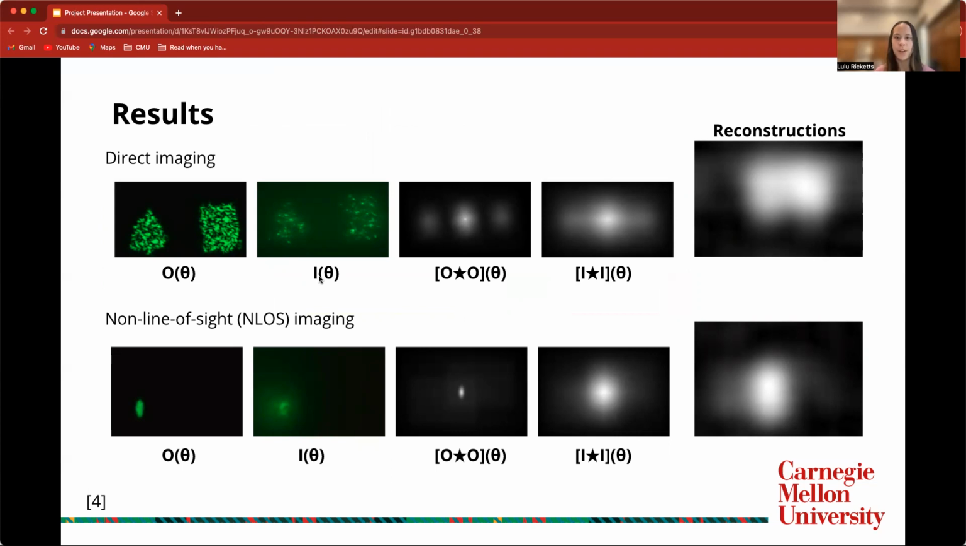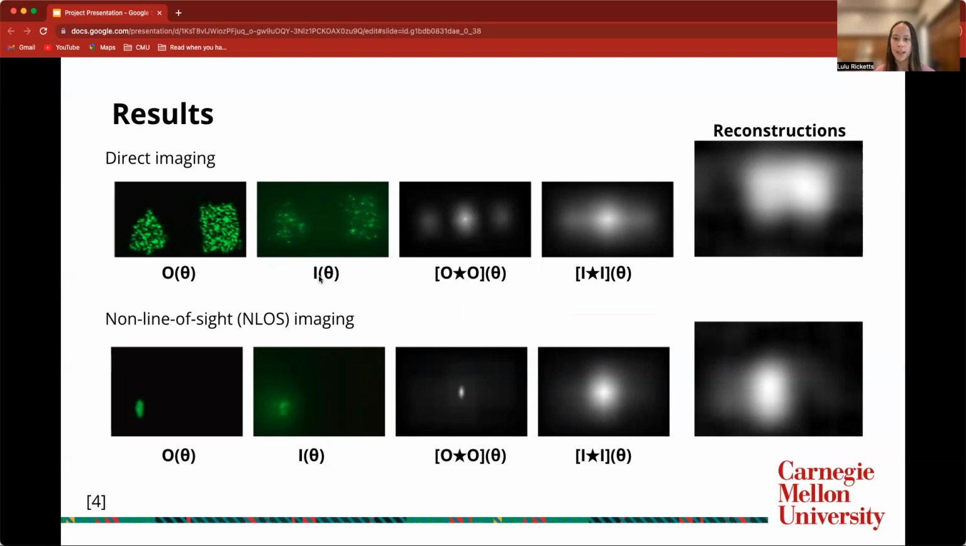So for the direct imaging case, the autocorrelation of the object O(θ) has a sharp peak in the center with two peaks on either side, and the autocorrelation of the image I(θ) follows a similar pattern where there's a sharp peak in the middle and slight peaks on the left and right sides, although it is a little bit noisier and hard to see those additional peaks. The reconstruction doesn't look exactly like the original object, but we can kind of tell that the algorithm is able to pick out that there are two distinct shapes in the object.